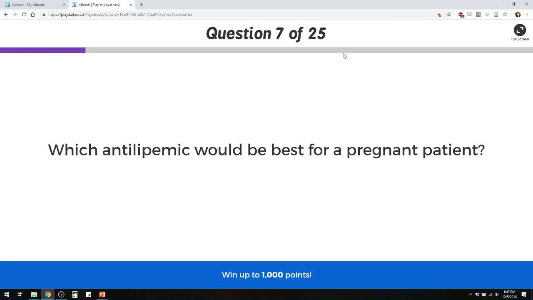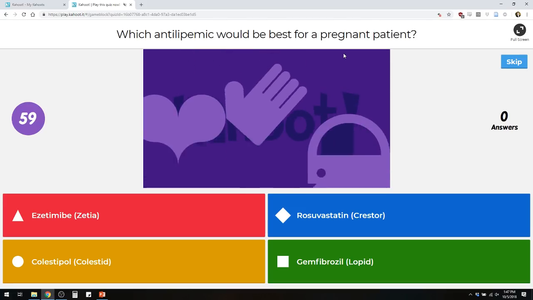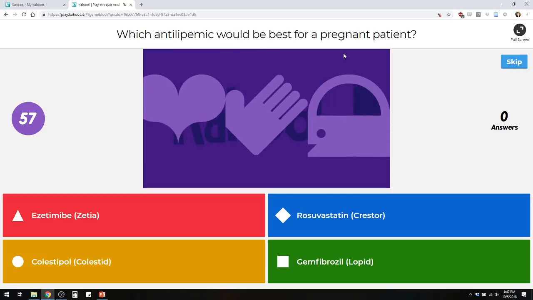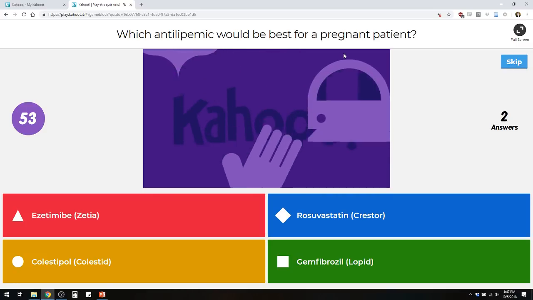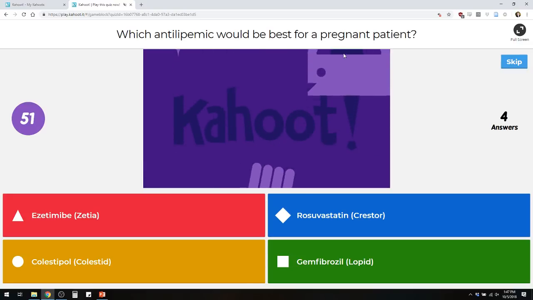Okay, which antilipemic would be best for a pregnant patient? I have ezetimibe, rosuvastatin, cholestyramine, or gemfibrozil. Metoprolol would not be a good antilipemic.